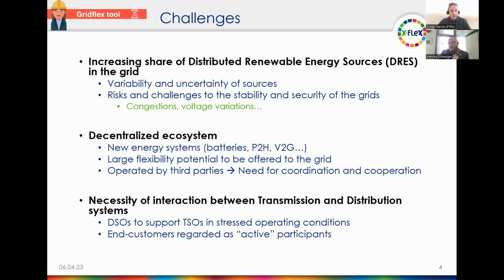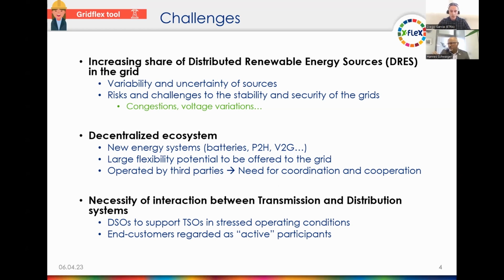We are also going towards decentralized ecosystems with these new energy systems, such as batteries, power to heat, vehicle to grid, and some others. With these new technologies, there's a large flexibility potential to be offered to the grid. But on the other side, these types of systems are normally operated by third parties. So there's a need for coordination and cooperation among the different actors in the grid in order to achieve this management and share of flexibility.